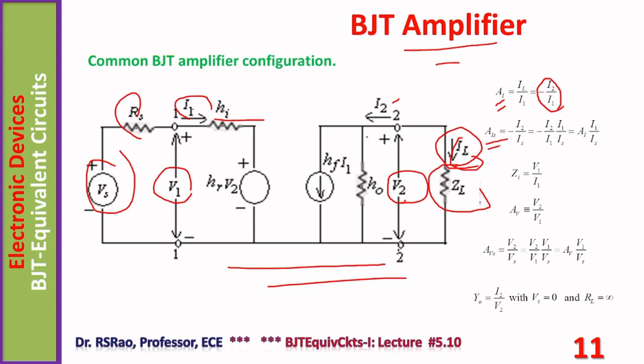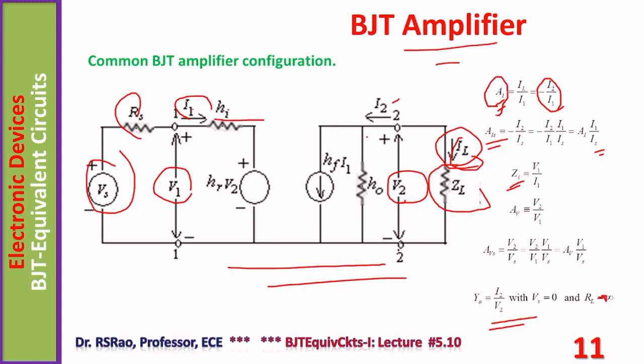Similarly, AIS. AIS means current gain when source is taken into account. By definition, it is minus I2 by IS. It is equal to minus I2 by I1 times I1 by IS, which is equal to AI times I1 by IS. Similarly, ZI, input impedance. By definition, it is V1 by I1. AV is V2 by V1. AVS is V2 by VS, which is V2 by V1 times V1 by VS, equal to AV times V1 by VS. Output admittance Y0 is I2 by V2 with VS equal to 0 and RL tending to infinity.